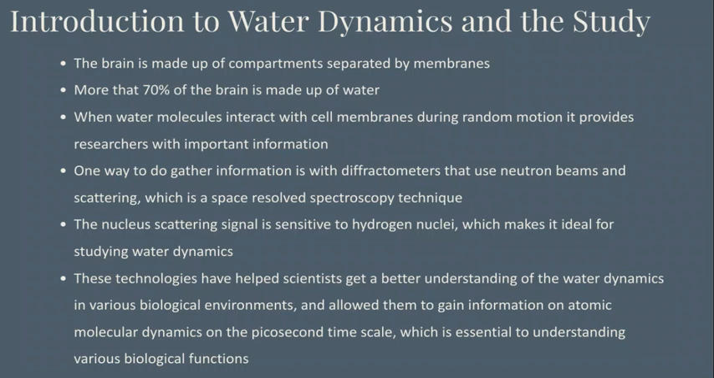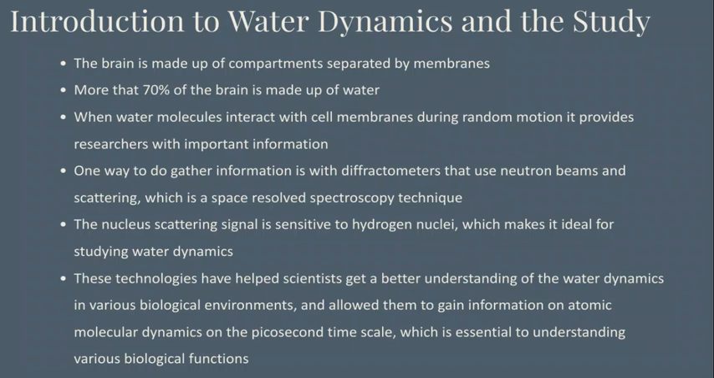This water plays a key role in regulating ion concentration gradients across membranes, which is vital for the conduction of nerve impulses. When water molecules interact with cell membranes during random motion, it can be used as a tool to probe tissue and therefore provide researchers with information about it. One way to do this is with neutron scattering, a space-resolved spectroscopy technique.